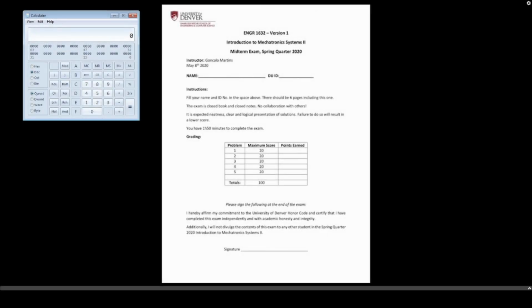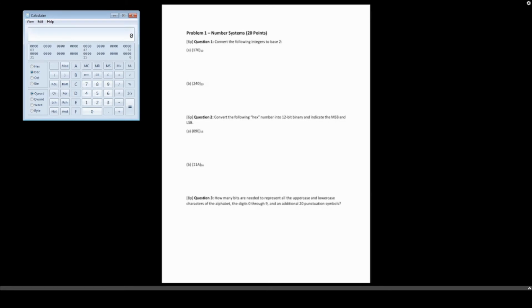Let's go over the midterm corrections so you guys can get some feedback here. And I'm going to show the common mistakes that you guys did so you don't repeat that for your final exam. And let's start with the first question.